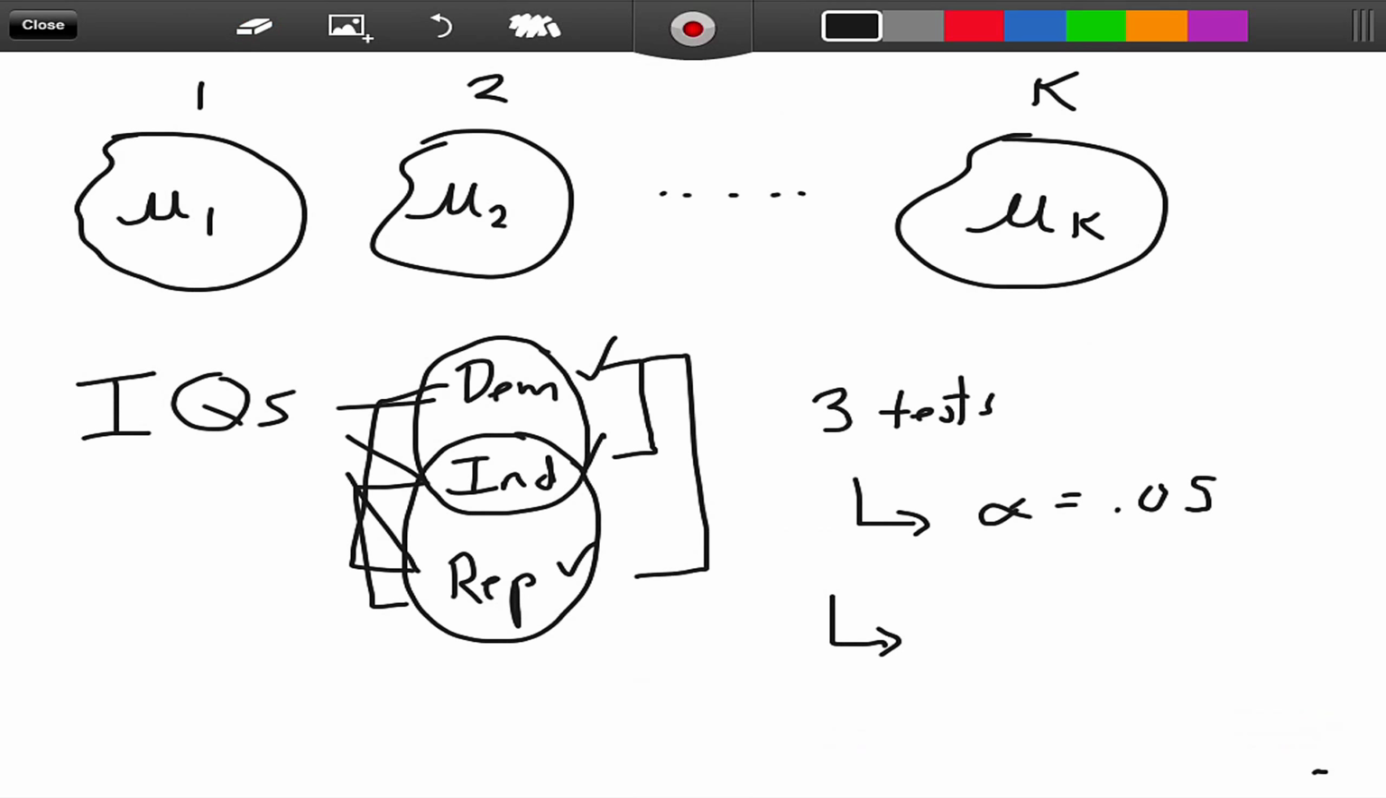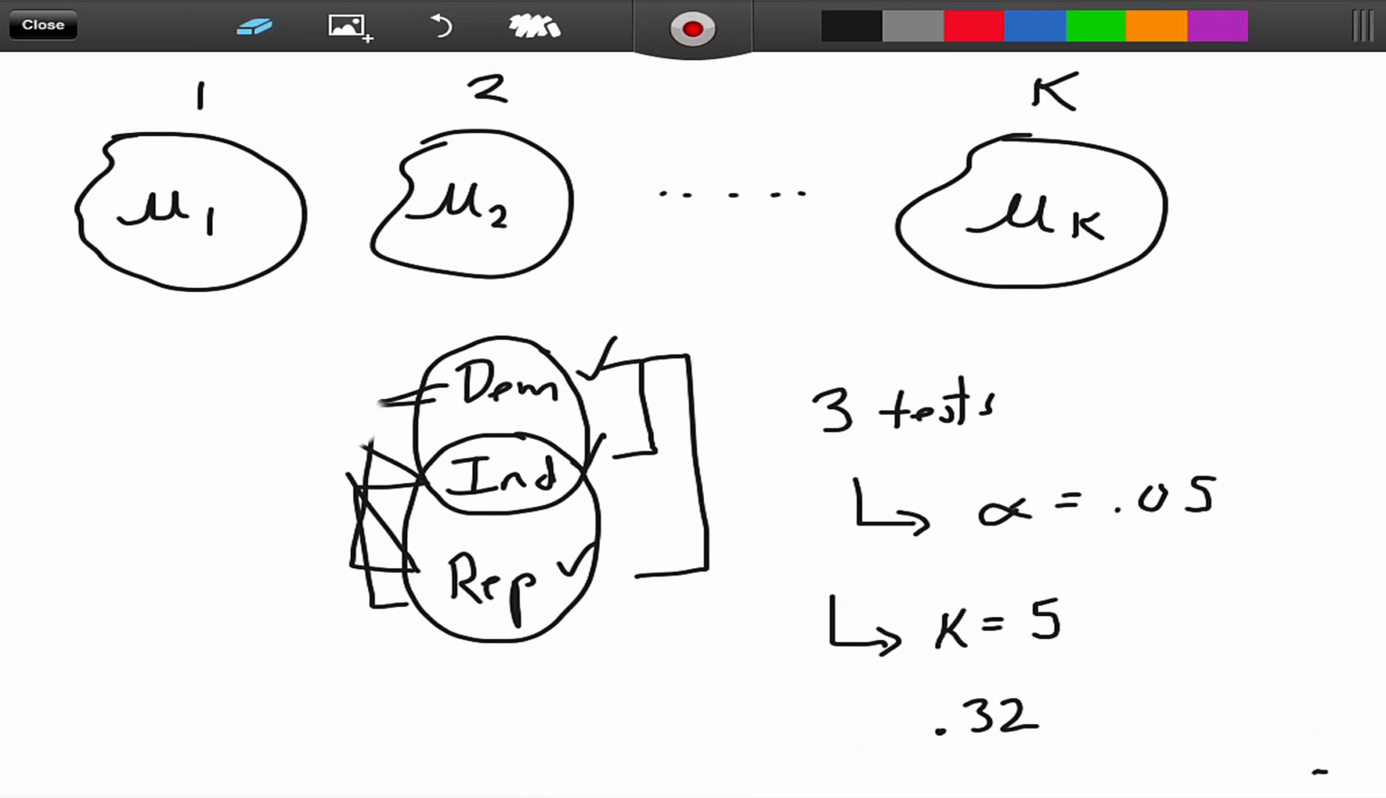I forget exactly how to calculate that, but I do know that if we have 5 groups, the probability of committing a type 1 error is somewhere around 0.3. So it's highly advised not to compare group means by repeating t-tests, and it is highly advised to use ANOVA. So let me get rid of some stuff here.